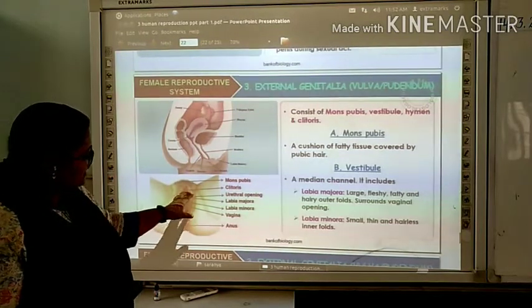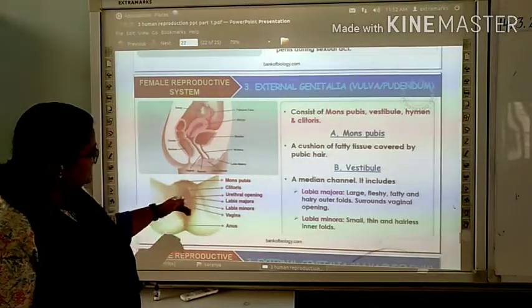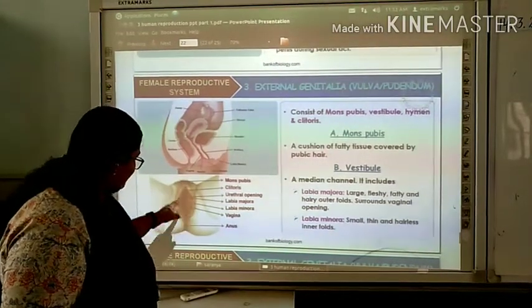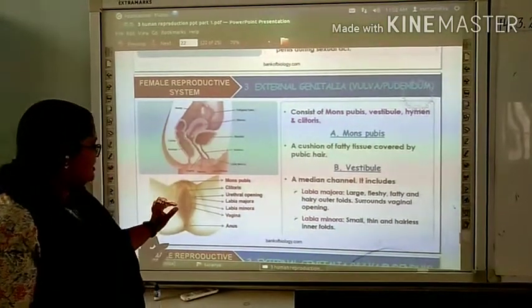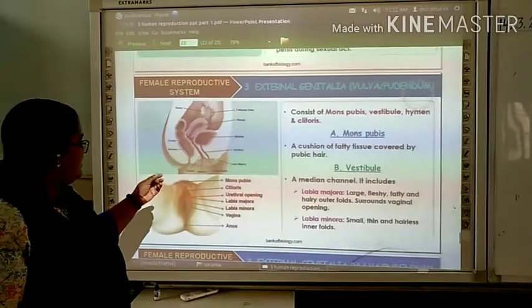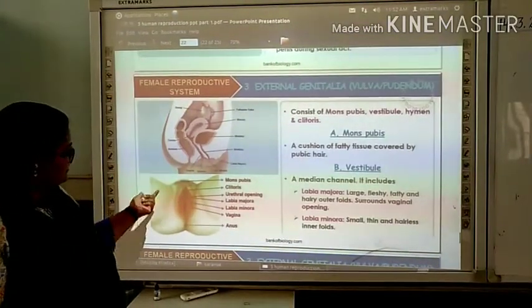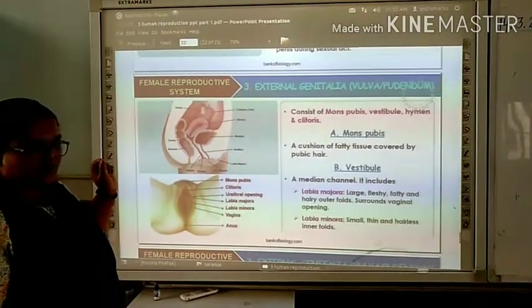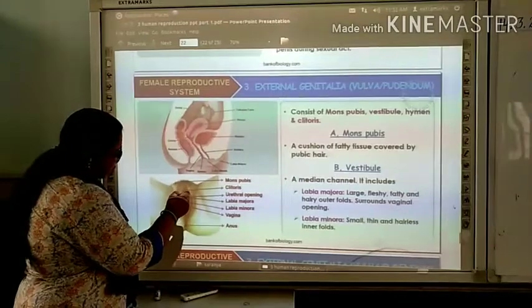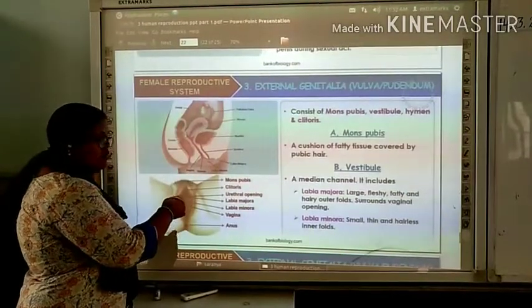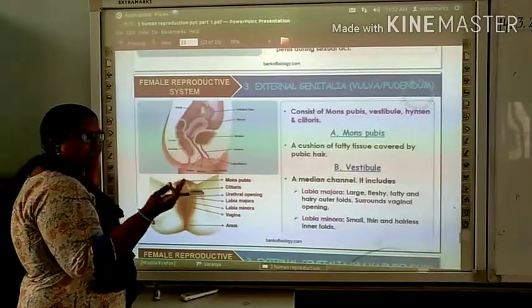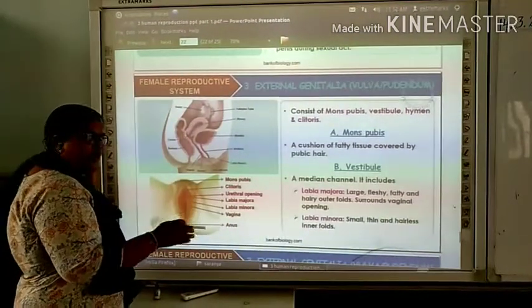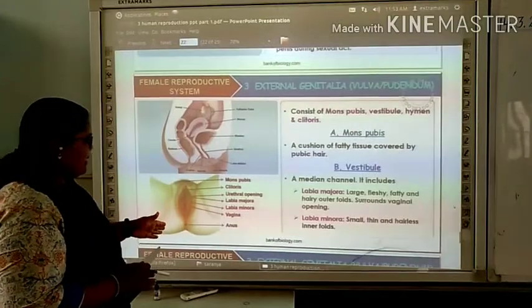This is also actually the cushion which is extending from the mons pubis. So the labia majora, which is the outer part, is a large fleshy fatty part in which you can see that pubic hair will also be there, and which is actually surrounding the vaginal opening. So we can say that it is just an extension of the mons pubis. Large fleshy fatty tissues are present there. Maybe the pubic hair will be present in that part also.